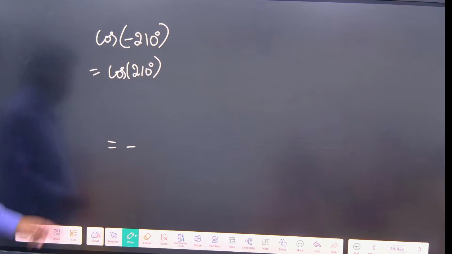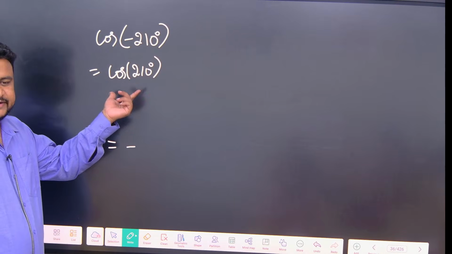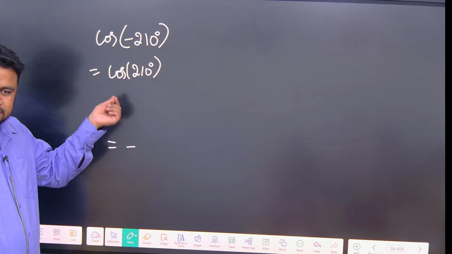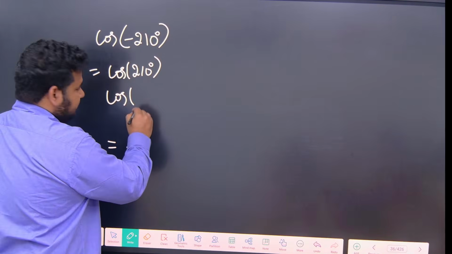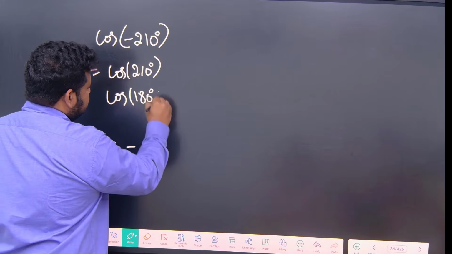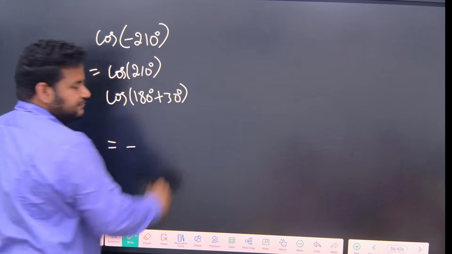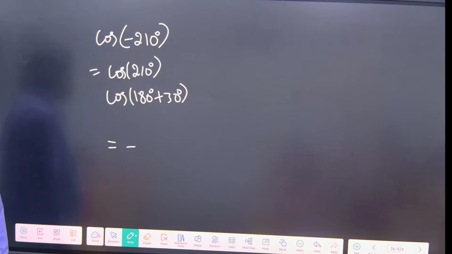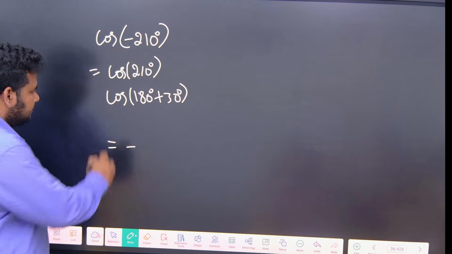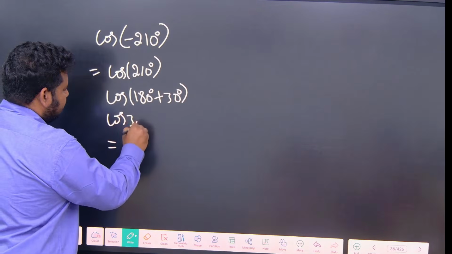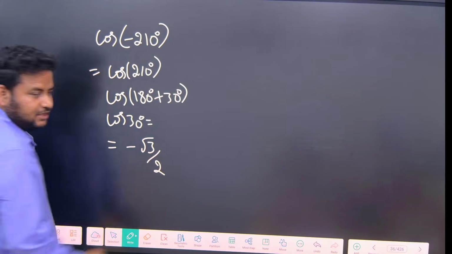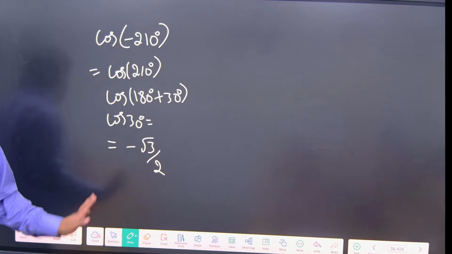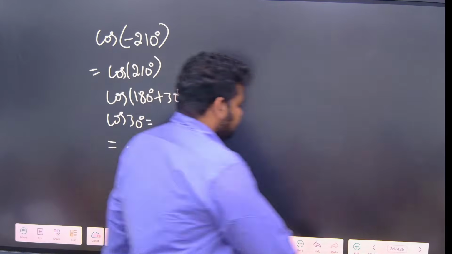Now cos 210 degree can be written as 270 minus 60, or 180 plus 30. I'll write it as 180 plus 30. Is 180 an even multiple or odd multiple? Even, so cos will remain the same. So this will become cos 30. Cos 30 is root 3 by 2. So the answer will be minus root 3 by 2. Understood? Clear? Understood till here? Okay, done.